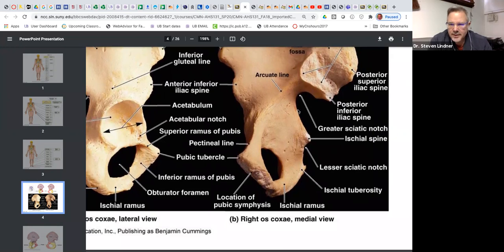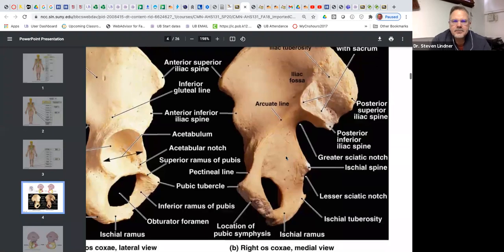We can see the greater sciatic notch here. We see the ischial spine, and then we see the lesser sciatic notch. Here's the ischial tuberosity. Here's the pubic bone. And right in the middle is the vertical fibrocartilage called the pubic symphysis. The location of the pubic symphysis would sit right here. Okay, this is the ischial bone. This is the ramus, the ischial ramus. Okay, that's all the structures that we need to see from this view.